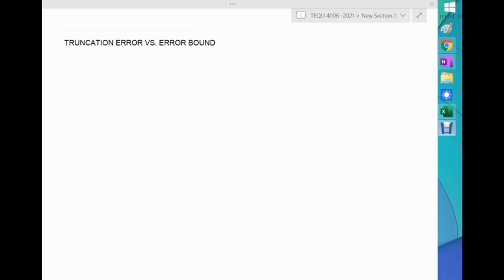4006. Today we're going to be talking a little bit about truncation error versus error bound. There's some kind of confusion between the two, and basically they use the same formula. So let's do an example, and we're going to get this straight. For example, let's say that the problem is, let's see, here we go.